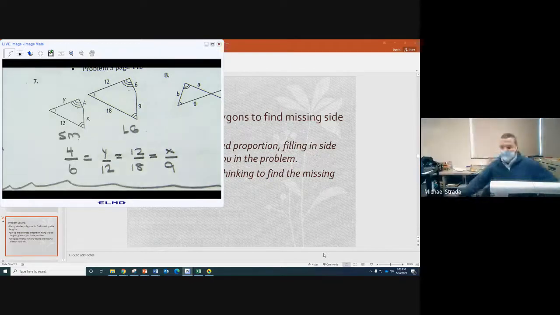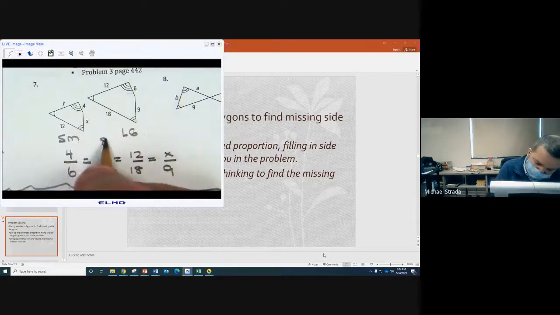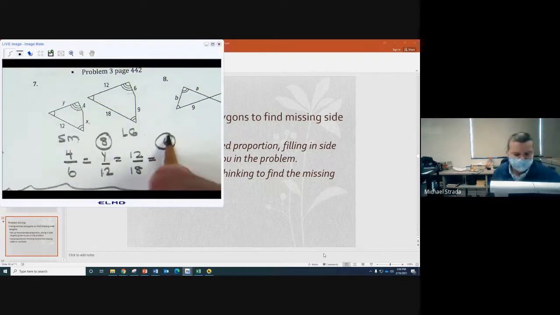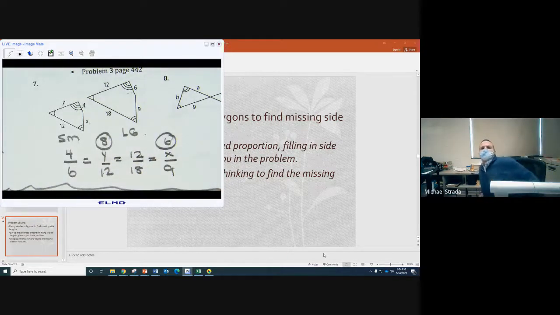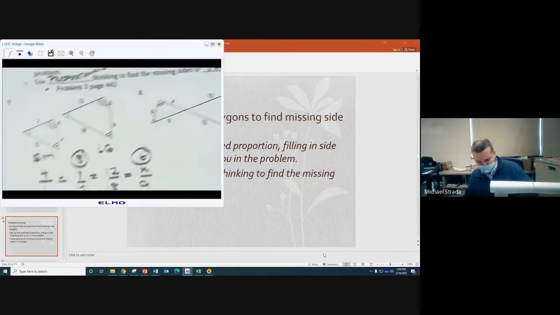So if I cross multiply, 4 times 12 is what? 48. 48 divided by 6 makes Y 8. 9 times 12 is 108, right? 108 divided by 18 makes that 6. Or you could just simplify. You can, Michael, since you have an extended proportion, but that's up to you.